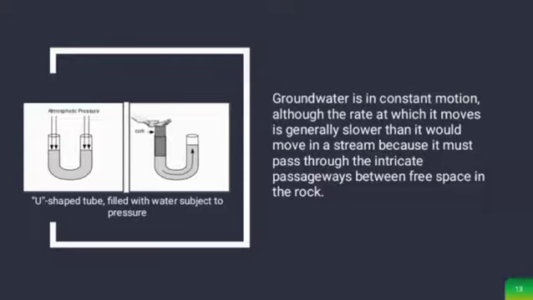So we have the U-shaped tube filled with water subjected to pressure. So imagine that figure. We have the U-shaped tube filled with water. If we put pressure on one side of the tube, the water level on the other side rises. Thus, the water moves from higher pressure zones to lower pressure zones. The same thing happens beneath the surface of the earth, where the pressure is higher beneath the hills and lower beneath the valleys.